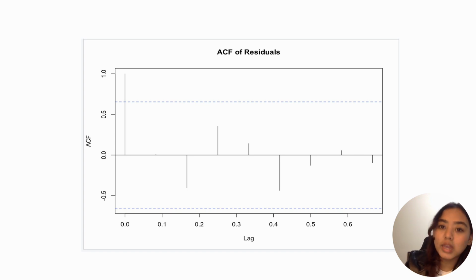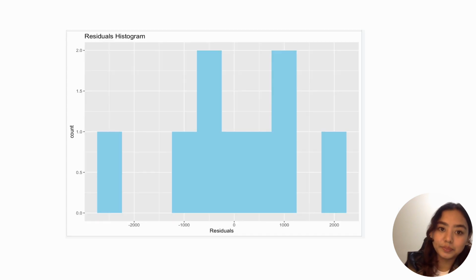The second one is the ACF of residuals. This plot shows the ACF, or autocorrelation function, of the residuals from the ARIMA model. Most of the spikes are within the blue confidence bands, indicating that the residuals are mostly uncorrelated and the model has captured the main patterns in the data well.